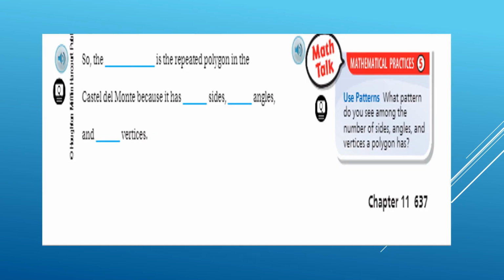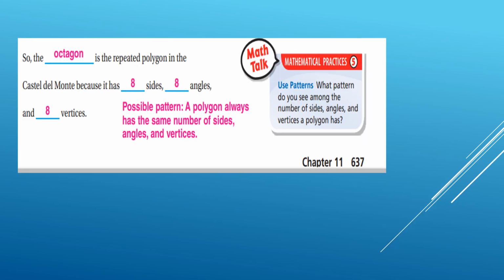So now at the end of the page 637, you can fill these 4 blanks easily. So what is the repeated polygon in this castle? By the way, the name of this castle is Castel del Monte in Italy. Very good. So you already filled it. It's an octagon with 8 sides, 8 angles, and 8 vertices. So far, so good.